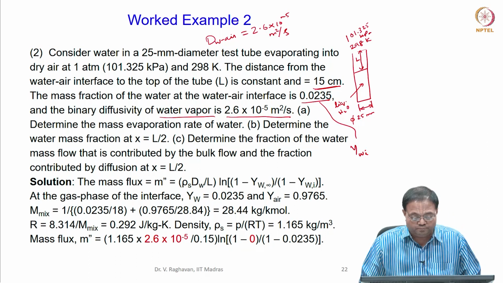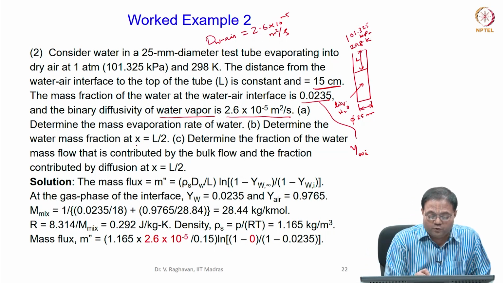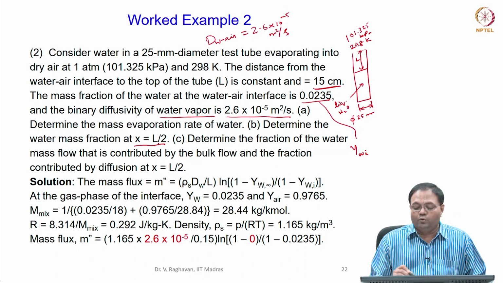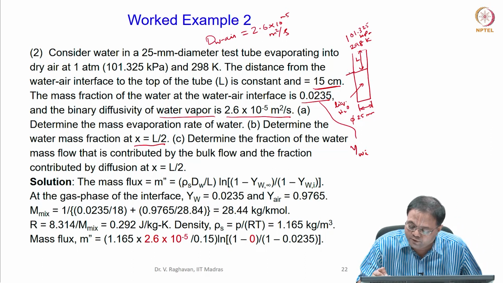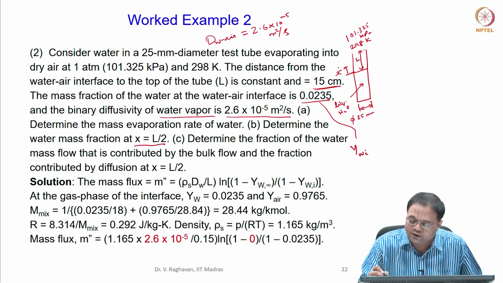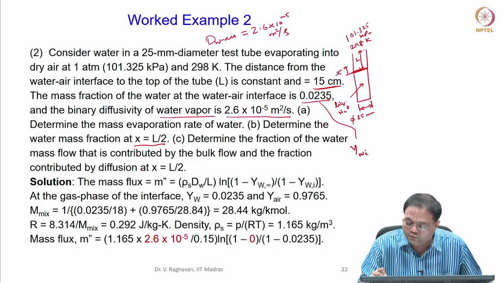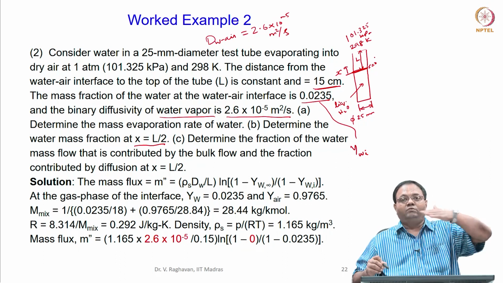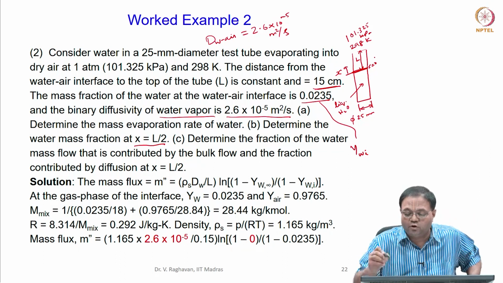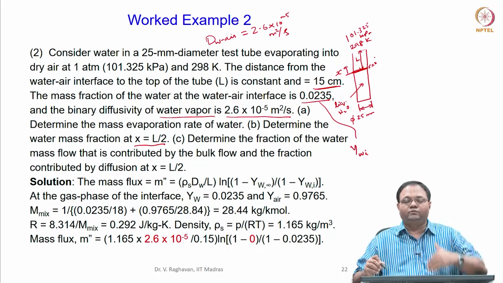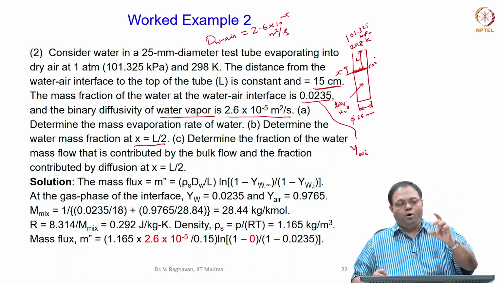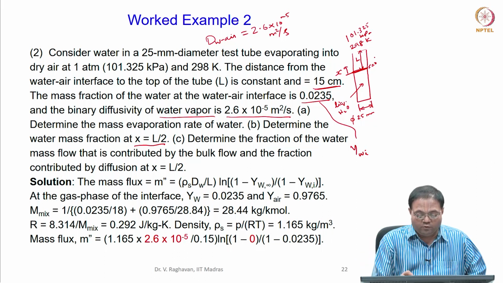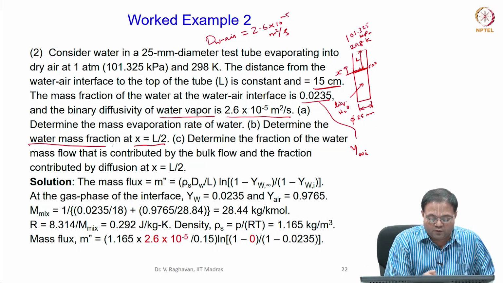So, determine the mass evaporation rate of water, and determine the water mass fraction at x equal to L by 2. So, this is the x direction now for us, the Stefan's problem. The x equal to 0 is the interface. So, at half of that gas phase height, where L is the total height from the interface to the top of the test tube, what will be the mass fraction of the water?